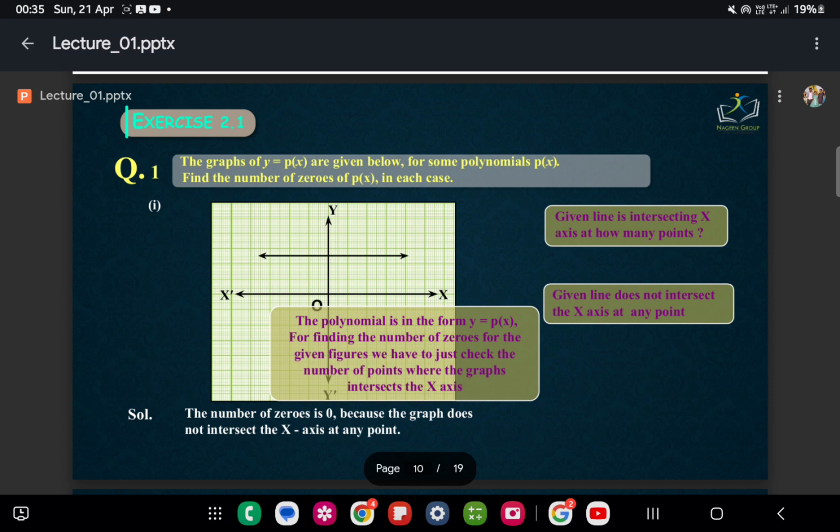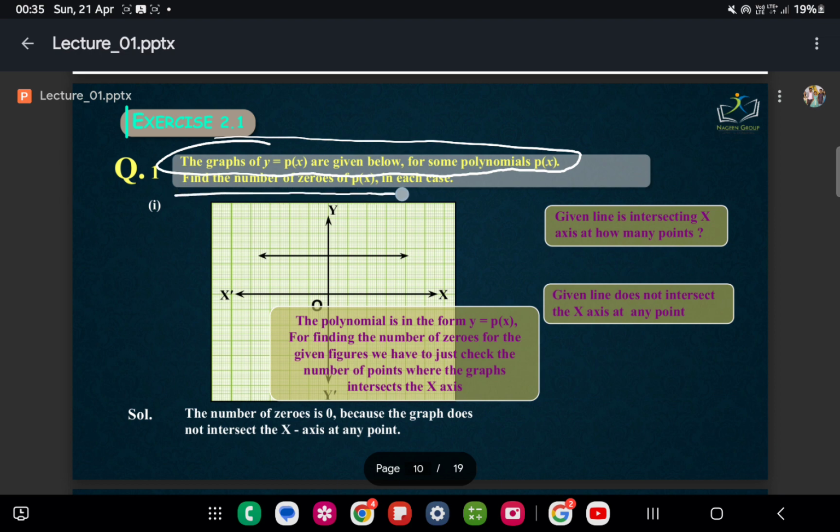See, the graph of y equals p of x is given below for some polynomial p of x. Find the number of zeros of p of x in each case. How many zeros are there? We have to find that.